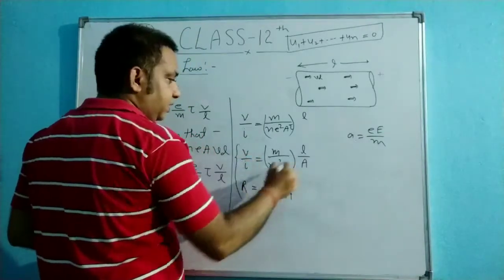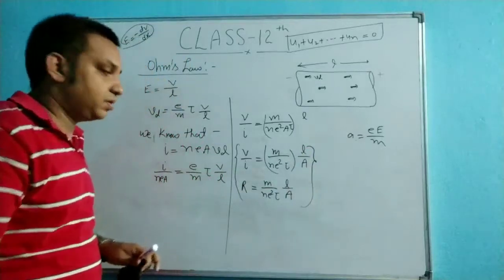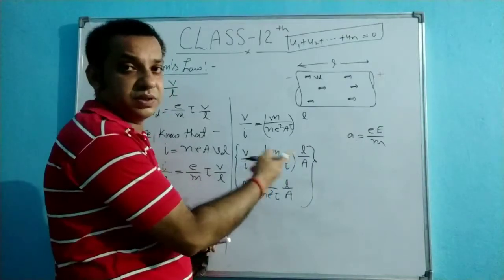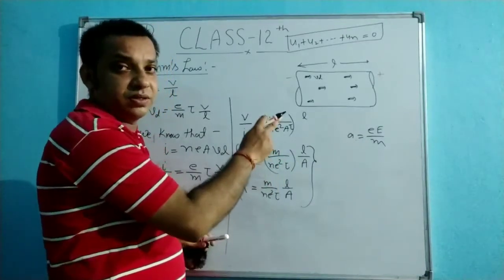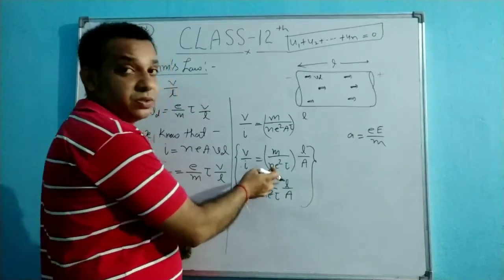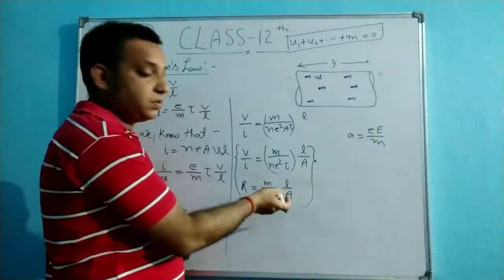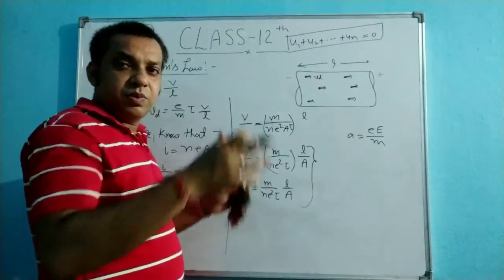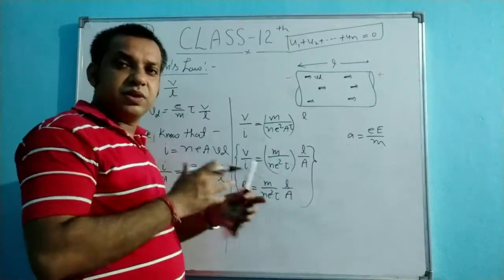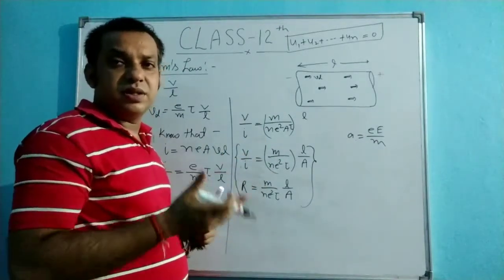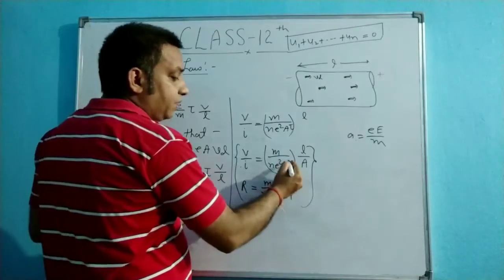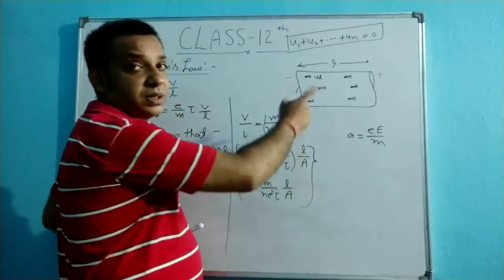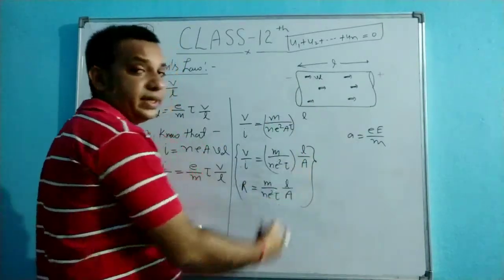Now just see these two relations. V by I is equal to M, the mass of electron, which is constant, and the free electron density N, which for a certain material is fixed. The value of E is already constant, 1.6 into 10 to the minus 19 coulomb. Tau is the average relaxation time. For a certain material the packing is the same, so the time between successive collisions is also fixed. So for a certain temperature the value of tau is also fixed. And L, the length of the conductor, is fixed for a given conductor, and A is also fixed.